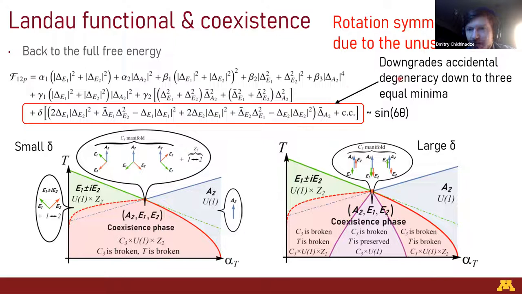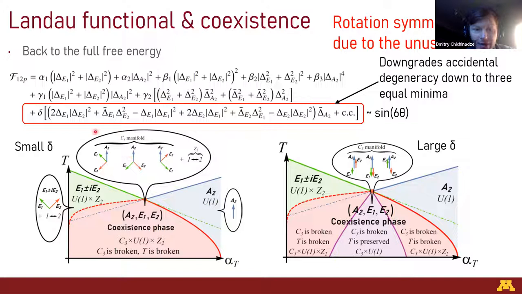And this can be understood with the proper parameterization, because this term will be proportional to basically sine six theta, so it will have six minima. And those six minima correspond to the three minima of the C3 rotational symmetry break, corresponding to three different directions, and the time reversal. So overall six minima.